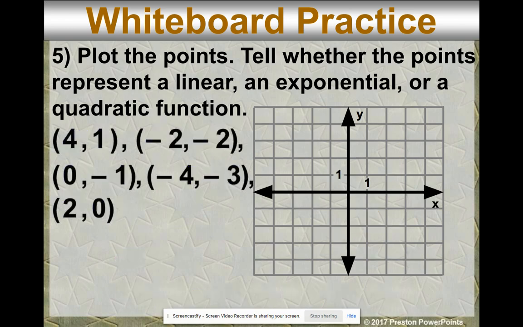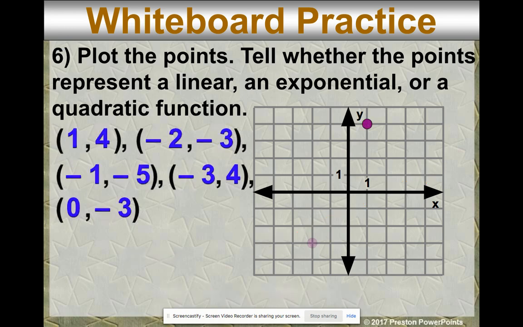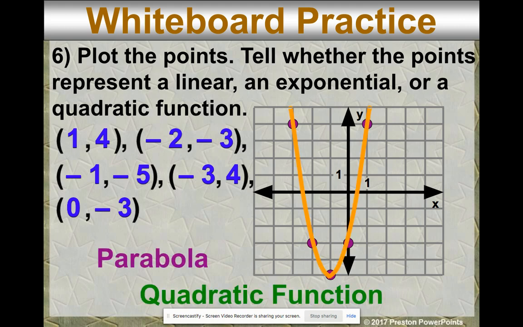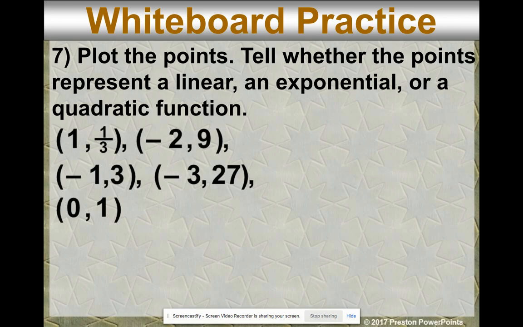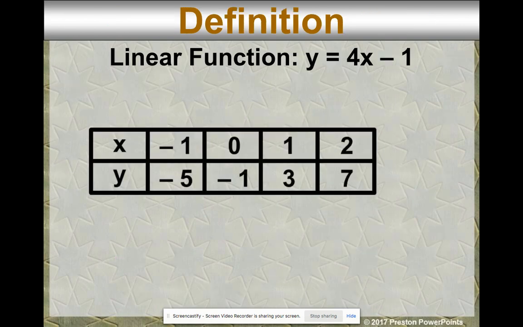Again, let's keep practicing. Let's plot these points here. And we're getting something like this. Because it's a straight line, we are going to have a linear function. Let's plot these points here. Okay, we're getting a curve, which means it's a parabola, which means we have a quadratic function. Let's plot these points here. We're getting a slight curve here, which means we have an exponent, which means it is an exponential function. And so I'm hoping you have that definition. Anyways, let's keep moving on.